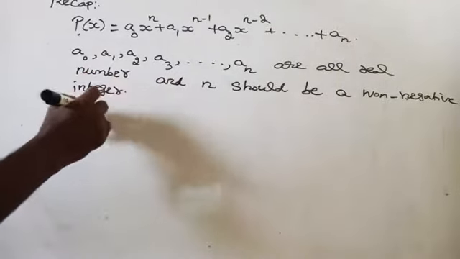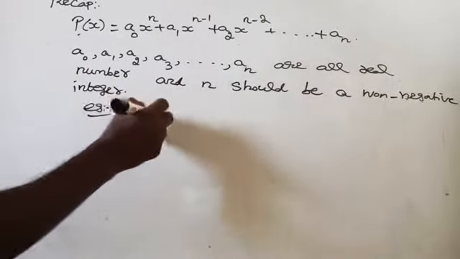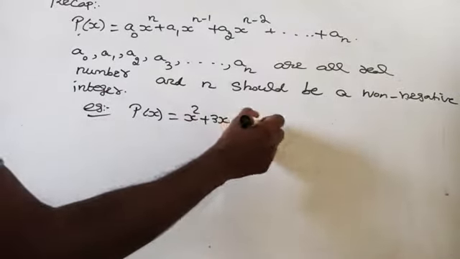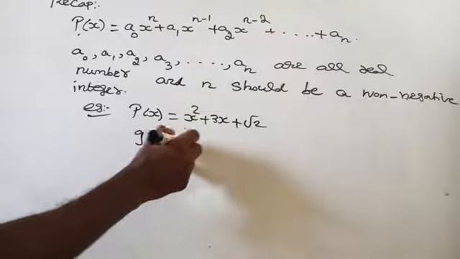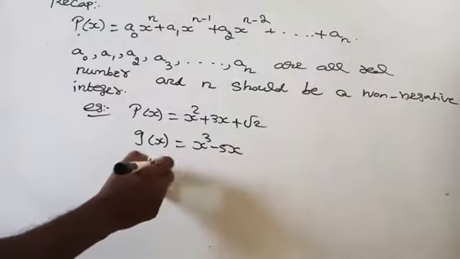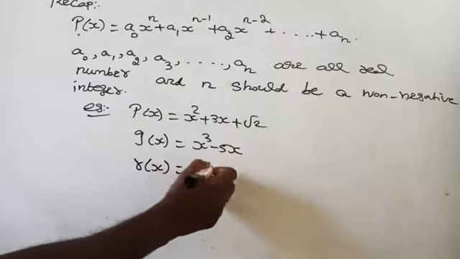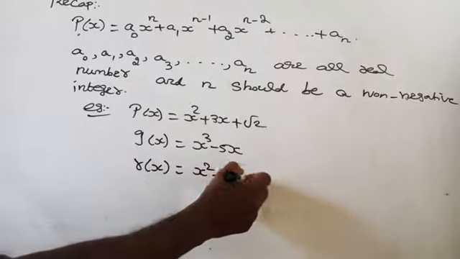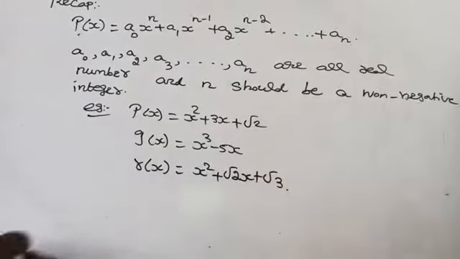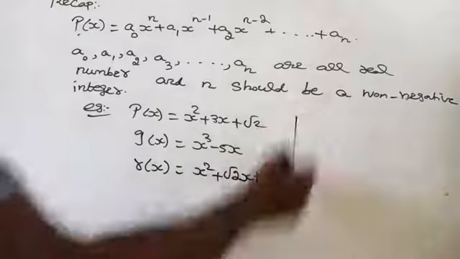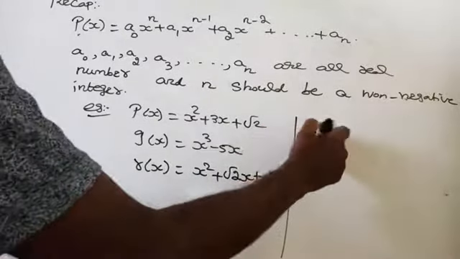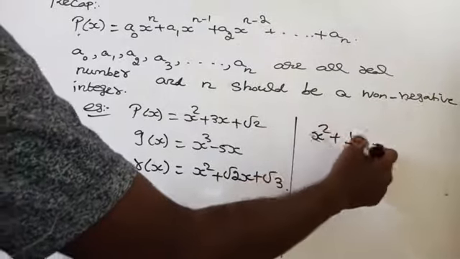So for example, p of x is equal to x square plus 3x plus root 2, g of x is equal to x cube minus 5x, r of x is equal to x square plus root 2x plus root 3. Okay, so can you give two examples of not a polynomial? Yes, x square plus 1 by root x plus 3.